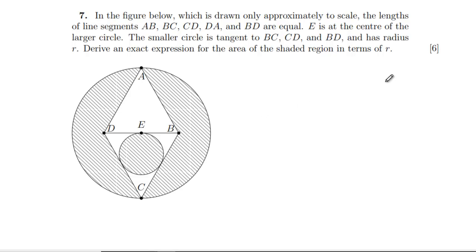In the figure below, which is drawn only approximately to scale, the lengths of line segments AB, BC, CD, DA, and BD are all equal. All right, so I could have just said we had 2 equilateral triangles, but anyway. E is at the center of the larger circle. Cool. The smaller circle is tangent to all of those, has radius r. Okay, so we've got radius r. Derive an exact expression for the area of the shaded region.